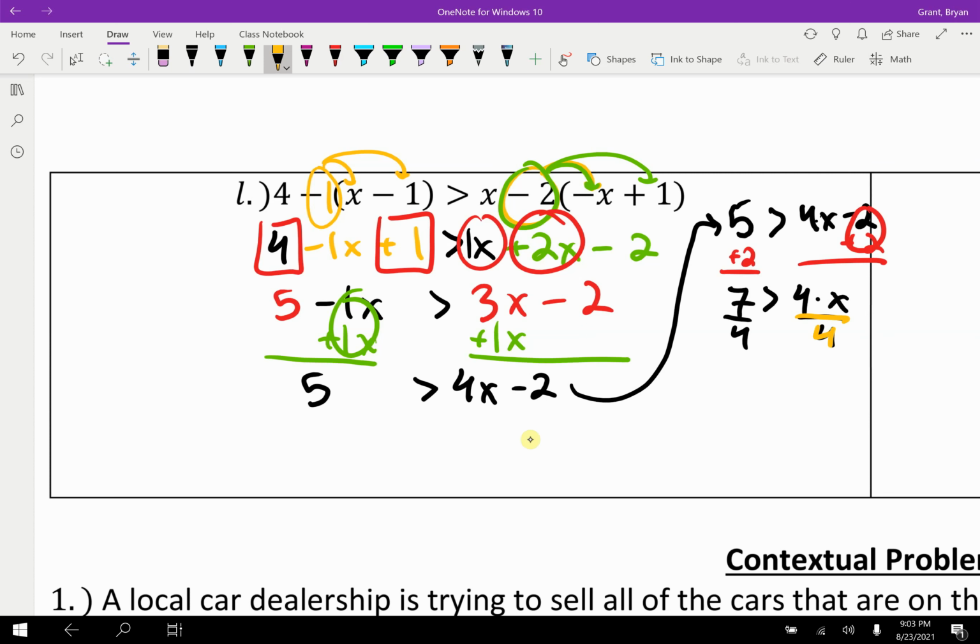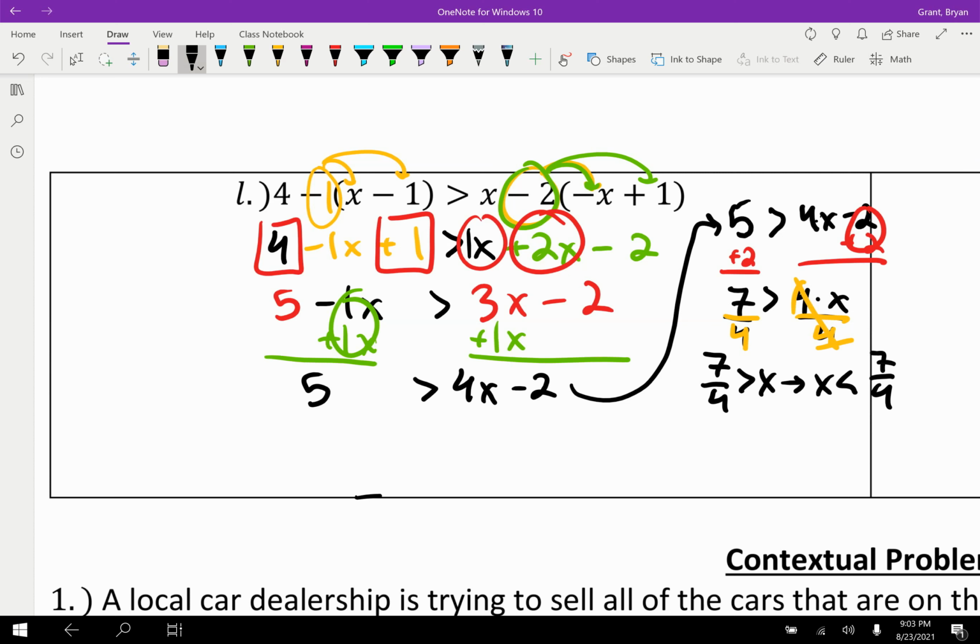Second try. There we go. Make that stand out. This gives us 7/4 is greater than x, or if you switch the order, notice the point is pointing towards x, so x less than 7/4.